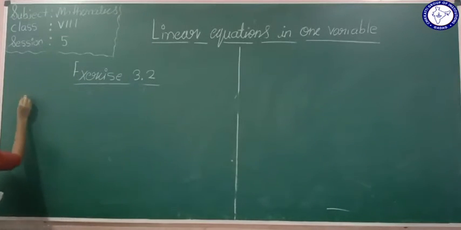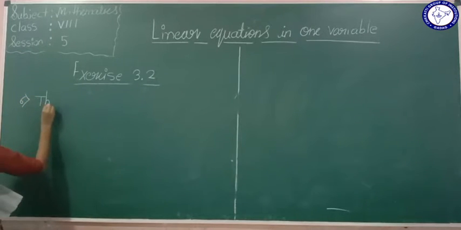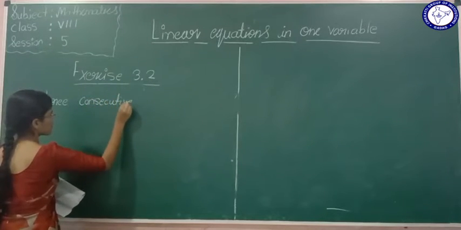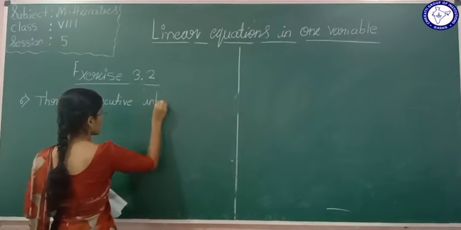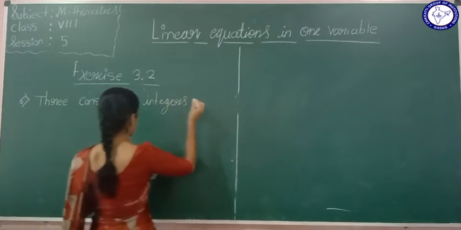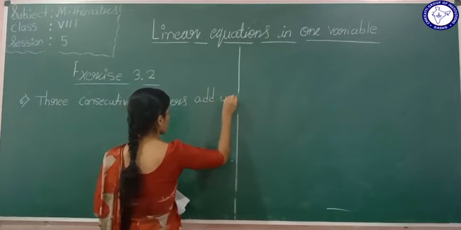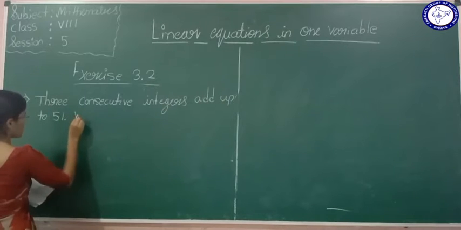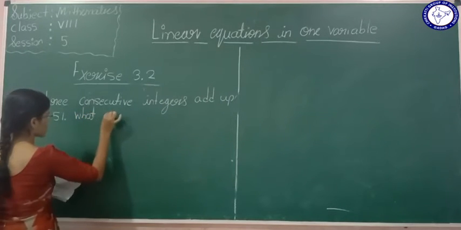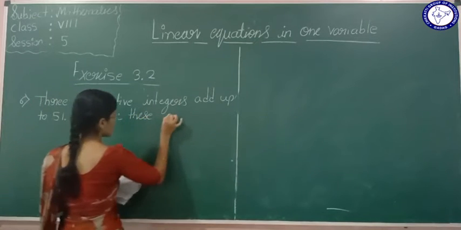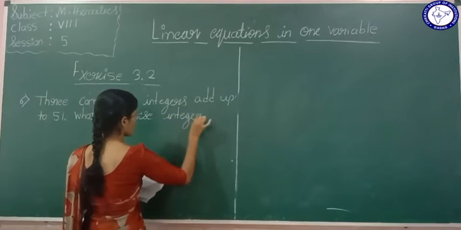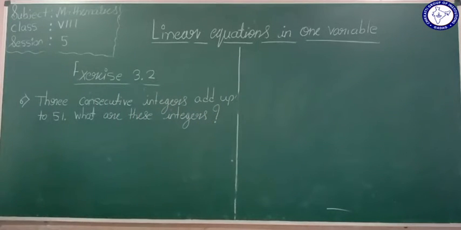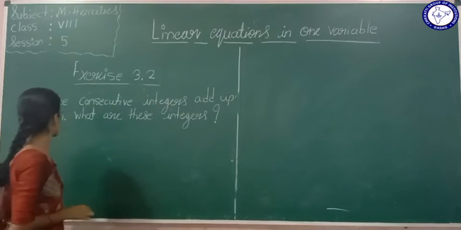Next, sixth one. 3 consecutive integers add up to 51. What are these integers? So here, students, 3 consecutive integers add up to 51.